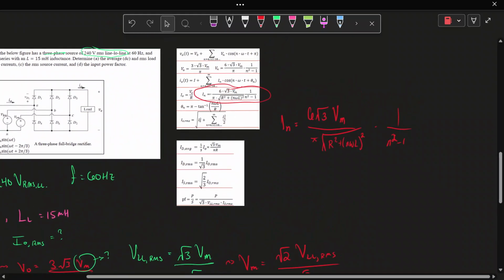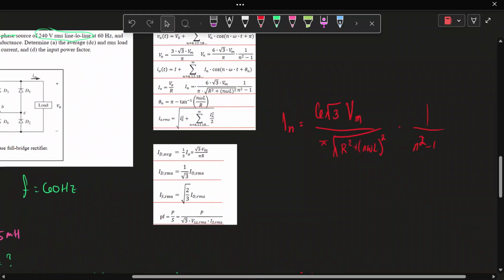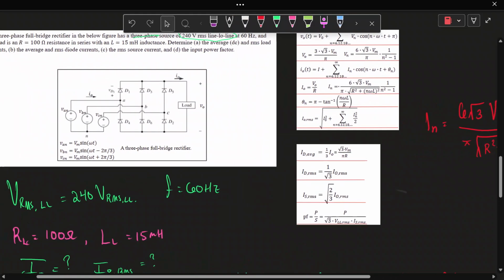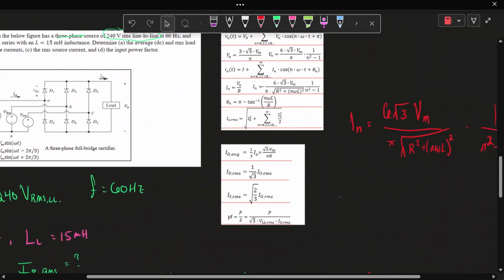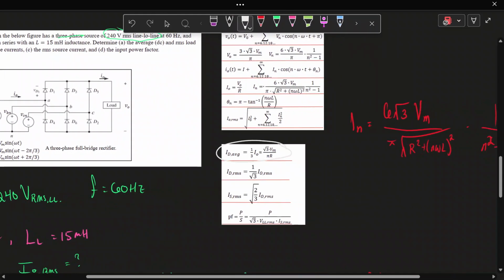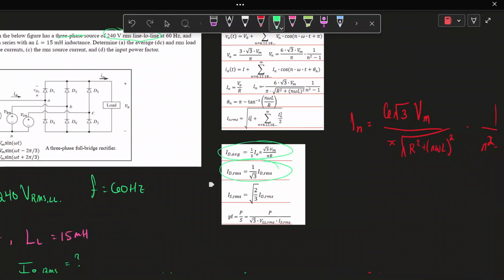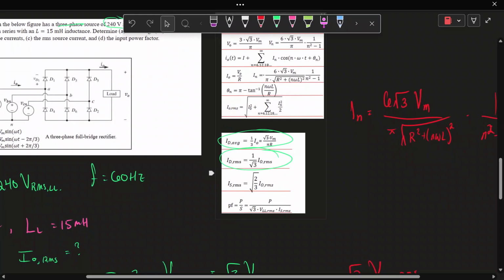Now, before we go and write that down, let's find out where those equations are. All right, so we see the average diode current and the RMS diode current, which are right here. So let's write those down and we'll bring them down.